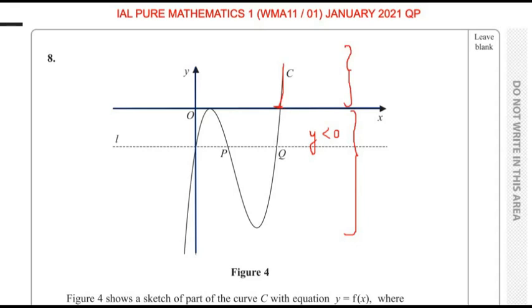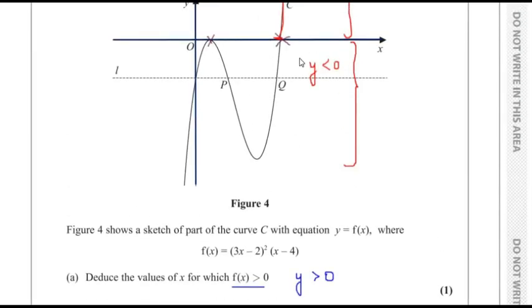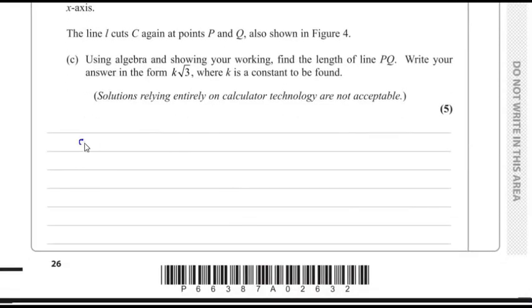After analyzing this, you can see that the curve touches the x-axis at 2 points. This is one point and this is another point. So we have to find out what are the 2 points at which the curve is touching the x-axis. For that we have to look into this given function. So here, if the curve is touching the x-axis, then the y has to go down to 0. So what I'm going to do here is, for the part A, it's given as f of x is equal to 3x minus 2 the whole squared times x minus 4. This is what is f of x given.